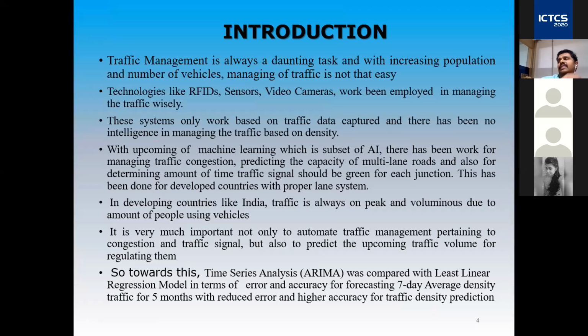When you talk about road traffic, particularly in a country like India and other developing countries, it is very hard to manage it.